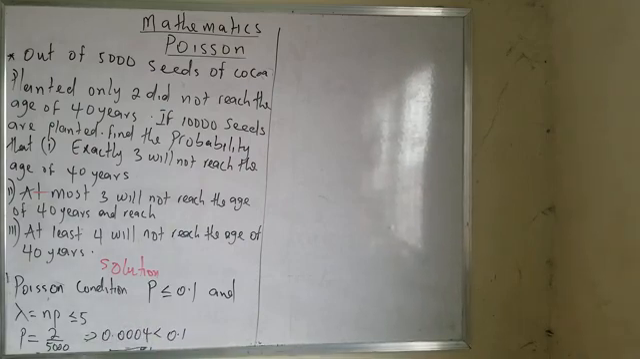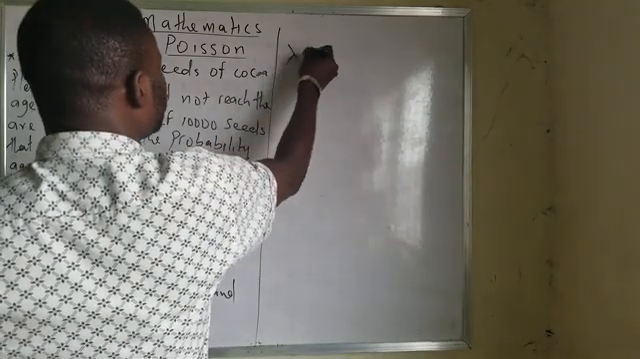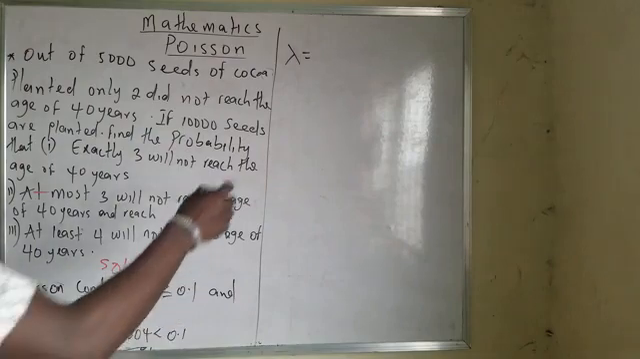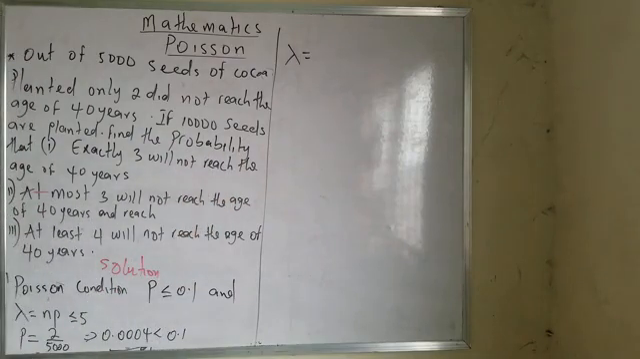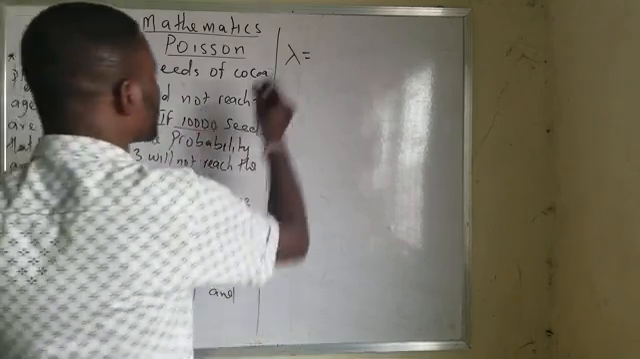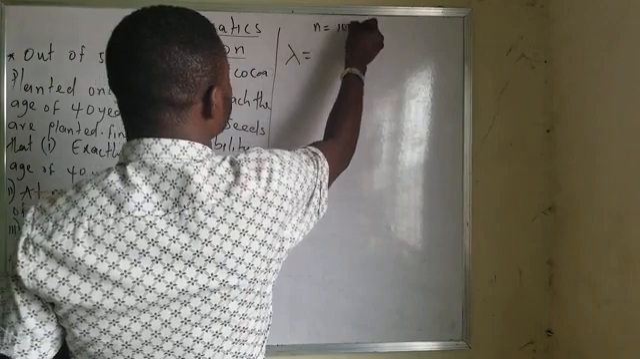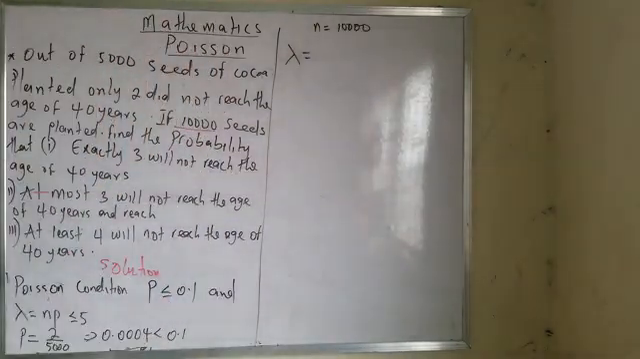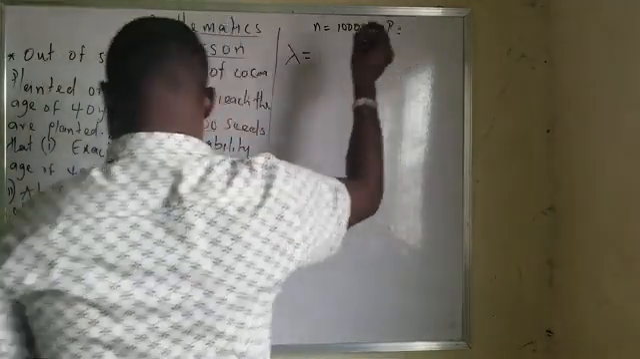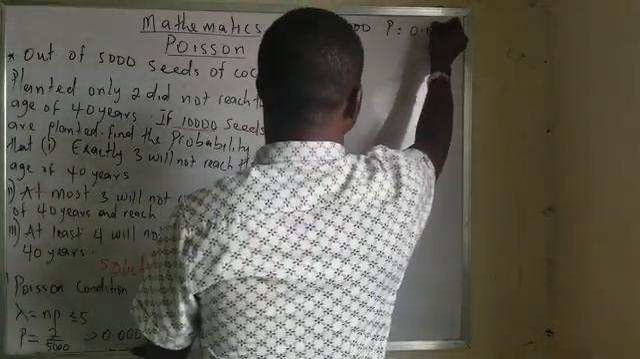Now, let's talk about the lambda part. The lambda will be equal to np. And what is my n? My n is 10,000. Don't forget, my n is 10,000. Now, since my n is 10,000, this is my p, which is 0.0004.